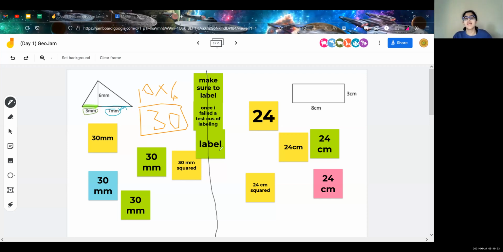So you all got it right on the left side. Now let's see for the right side. It's just the base times the height. 3 times 8 is 24. So again, everyone got it correct. Good job. You guys get gold stars.